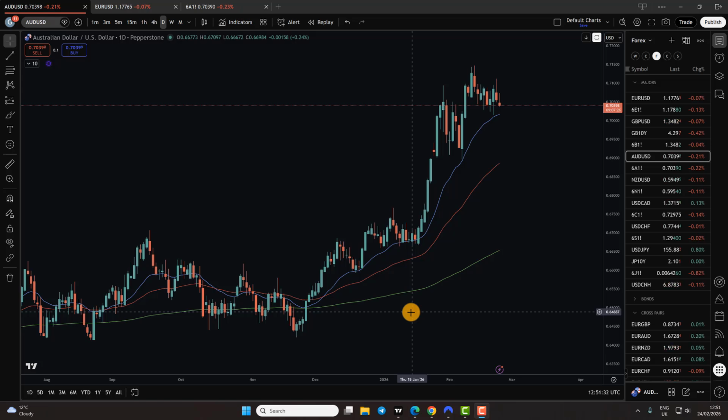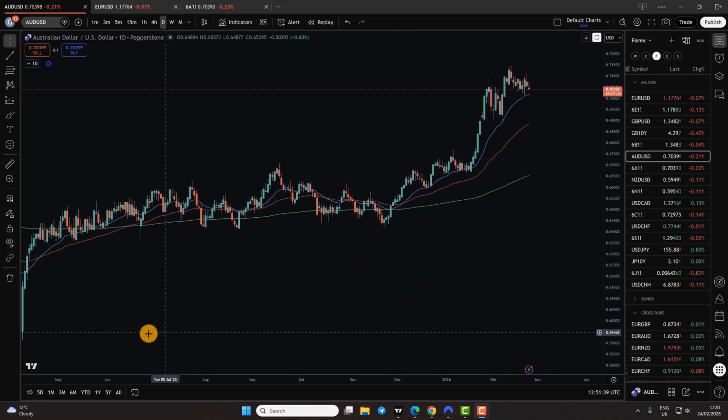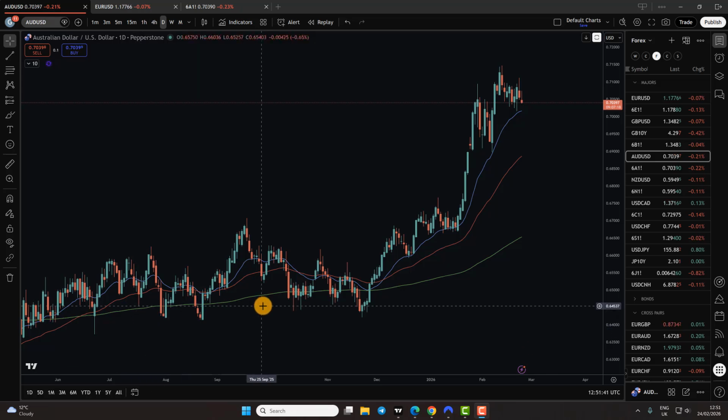The Australian dollar has been one of the best performing major currencies over the last 12 months. Since we made the low last year in April, we've seen strong performance in the Australian dollar against all of the other major currencies, particularly towards the end of last year and into the beginning of 2026. A lot of momentum to the upside.